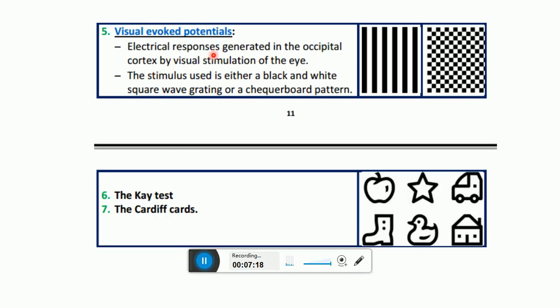Visual evoked potentials are electrical responses generated in the occipital cortex by visual stimulation of the eye. The stimulus used is either a black and white square wave grating or a checkerboard pattern in which the pattern reverses at a set frequency.